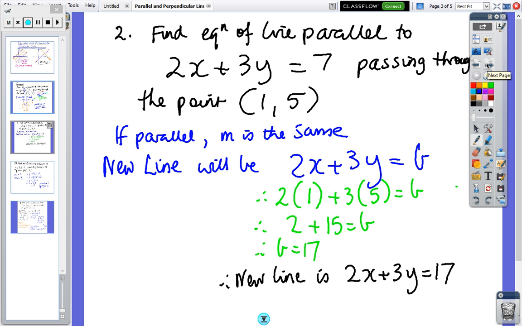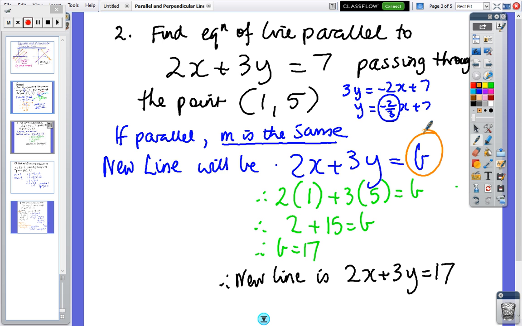Okay, so the same sort of question, but the line is in general form rather than in gradient intercept form. So it's the same sort of wording, just changing how it looks at the start. So if they're parallel, the gradient is the same. Now you don't actually have to work out, for instance, 3y = -2x + 7, and y = -2/3 x + 7/3. You don't actually have to tell me the gradient. If it's parallel, it's still going to be of the form 2x + 3y, and all we're doing is working out a new value over here.